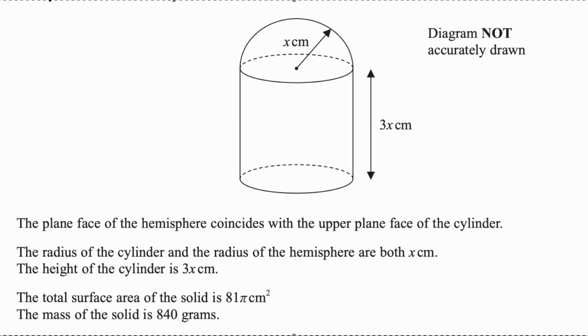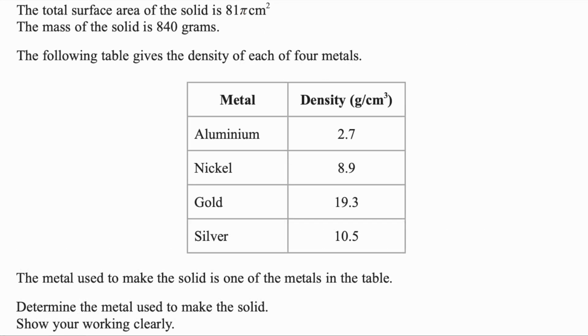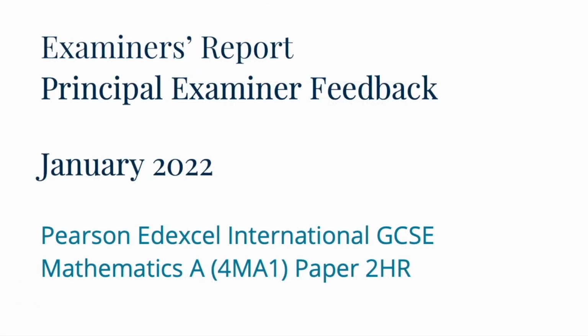Students have to use all this information to identify the metal the solid is made from, and so they must be familiar with density and of course its formula involving mass and volume. The examiner's report says this question was answered with a varying degree of success.